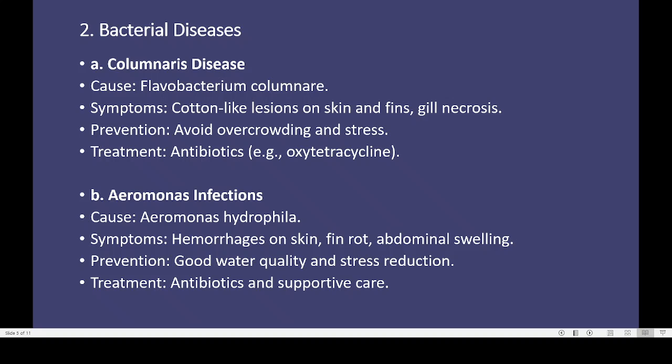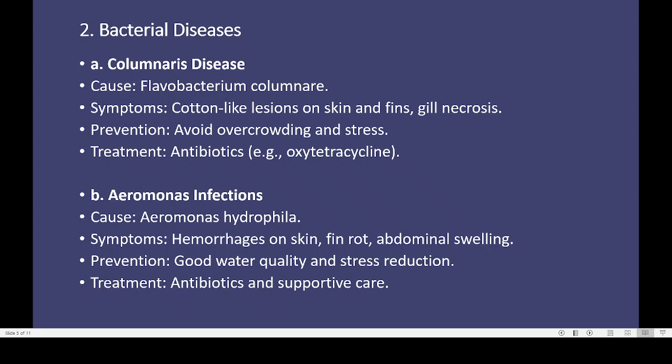One is columnaris disease. Columnaris disease is actually caused by Flavobacterium. I will show you columnaris disease here. See, this is the columnaris disease. Here you can see that this kind of problem will be coming. Now in the case of columnaris disease, it is caused by Flavobacterium columnare. That is the type of bacteria. You just remember the name of the bacteria.